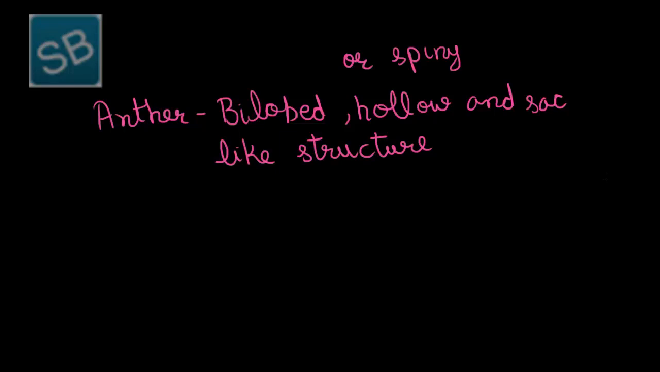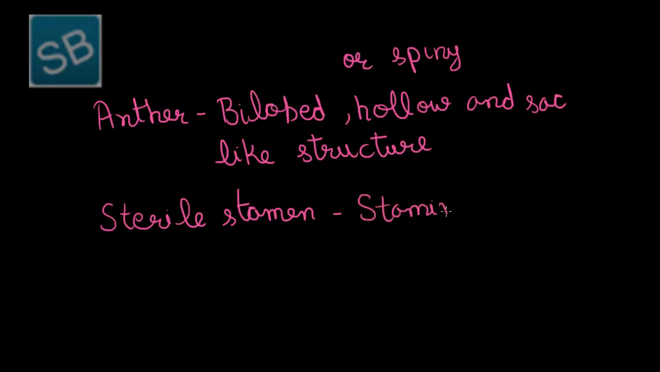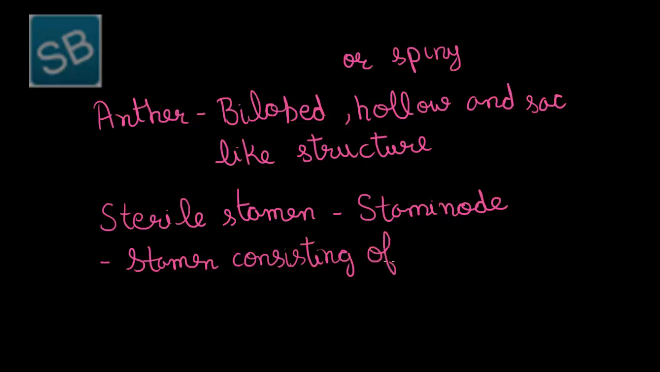However, in few flowers there are exceptions where the anthers do not produce pollen grains. Such an anther not producing pollen grain is known as sterile stamen. Such a sterile stamen is known as staminode. So, staminode is a sterile stamen, or stamen consisting of anther but not producing pollen grains.